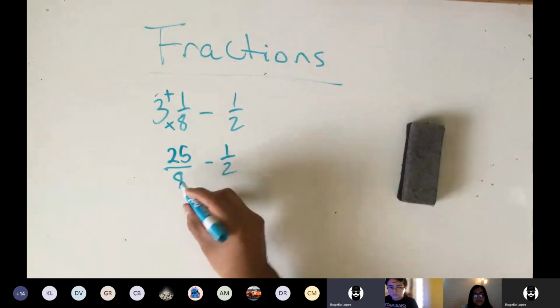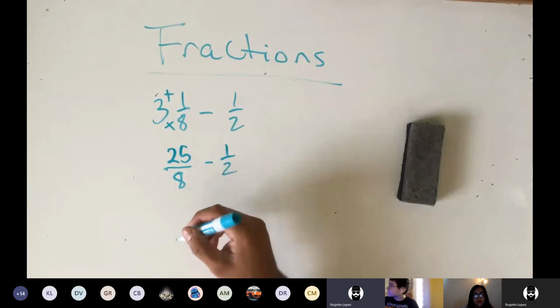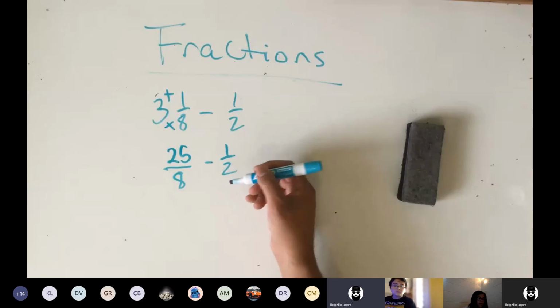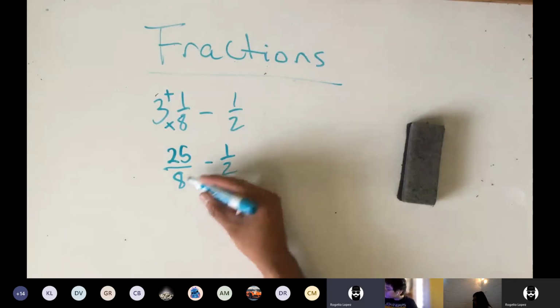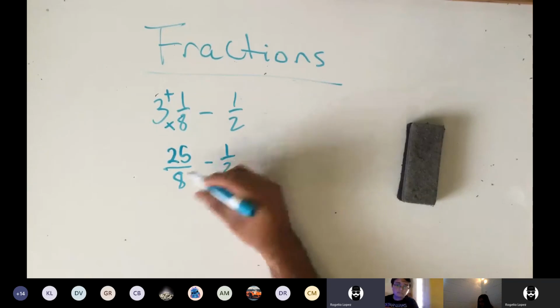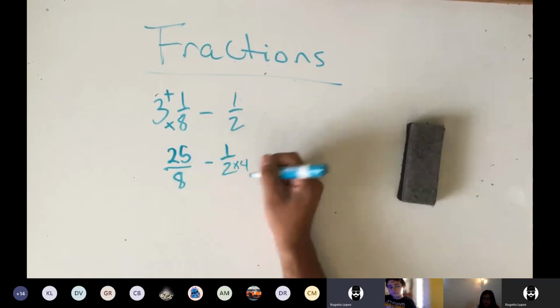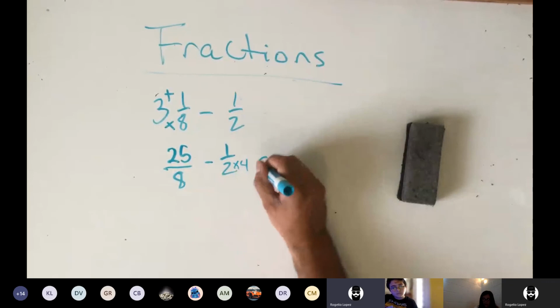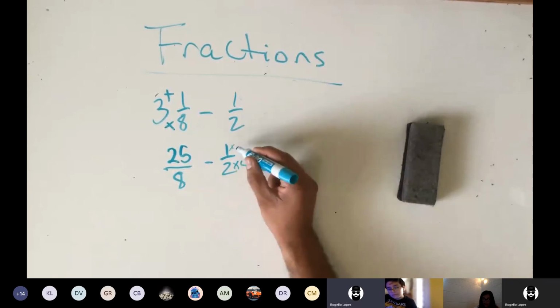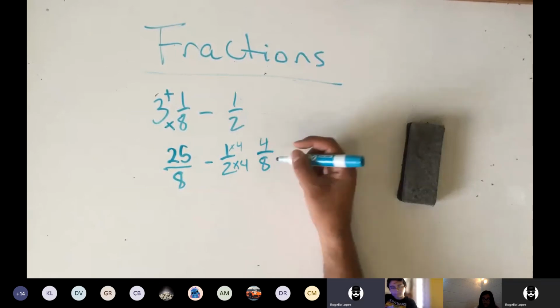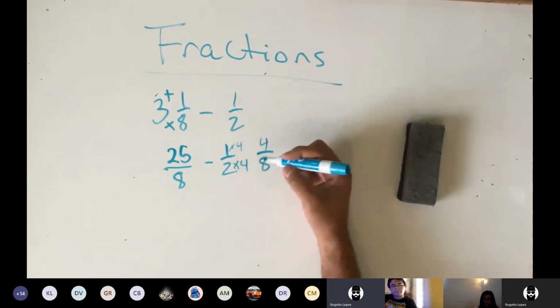Well, the 8 can become an 8, 16, a 24, a 32, a 40. The 2 can become a 2, a 4, a 6, and an 8. So in this one, I only have to change one of them. I don't have to change the 8 because the 2 can become an 8. So I'm going to do times 4 here, and that's going to give me the 8 that I need. And then I'll do times 4 to the numerator, and that's going to give me 4.